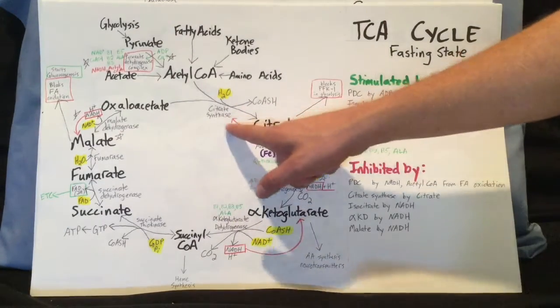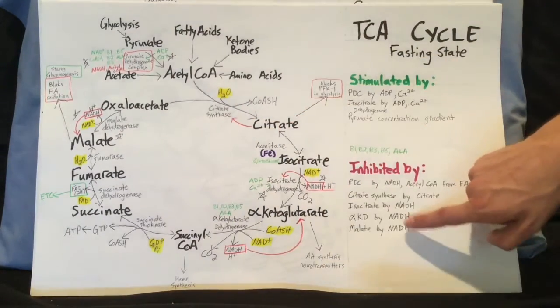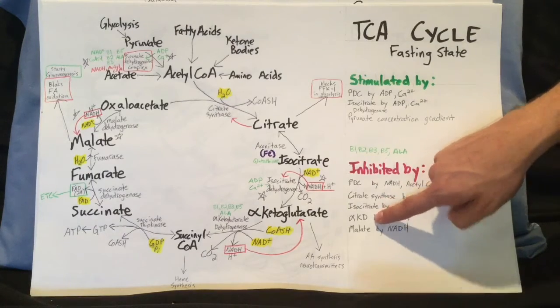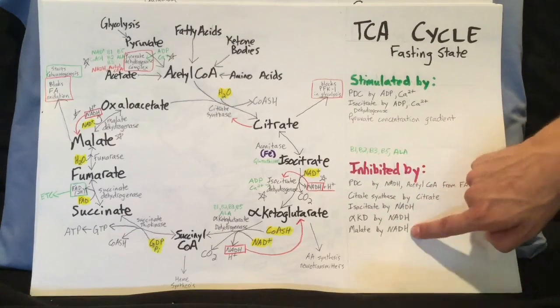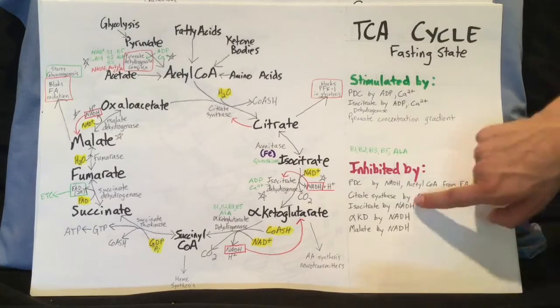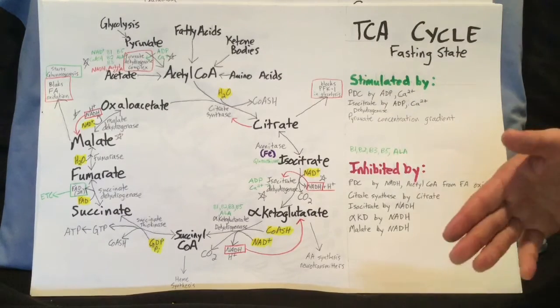Citrate synthase is inhibited by citrate. And all of these other things, isocitrate dehydrogenase, alpha-ketoglutarate dehydrogenase, malate dehydrogenase, inhibited by the molecules of NADH, again, signifying a buildup. We don't need to keep going with this.